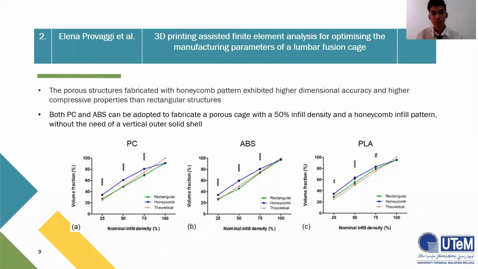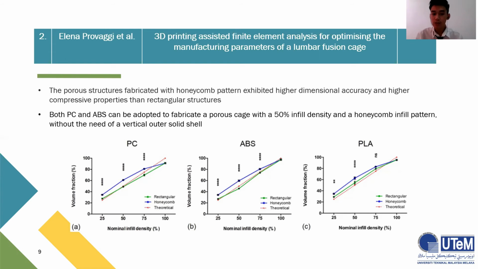Number 2, a research on 3D printing assisted finite element analysis for optimizing the manufacturing parameters of a lumbar fusion cage by Elena Provagi in 2019. In this study, the researcher combined the use of 3D printing with finite element analysis to enhance the understanding of certain manufacturing parameters like the material, the infill density, infill pattern, and the outer vertical shell.